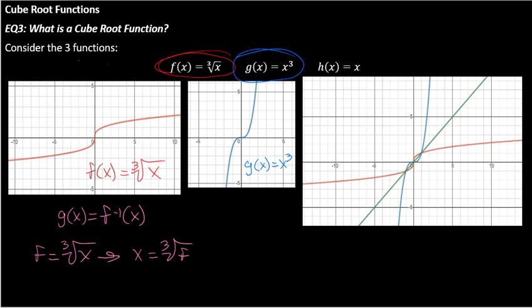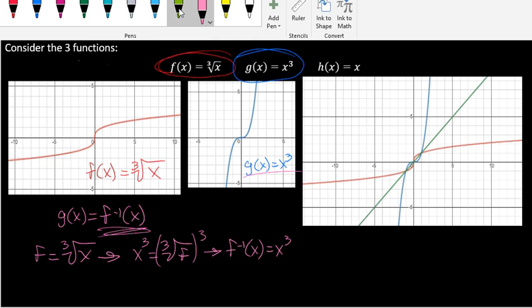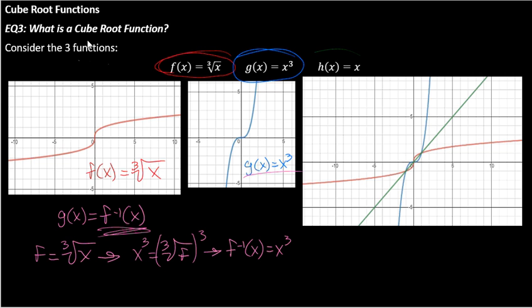Okay, we're just going to cube both sides. And that is going to give me f inverse of x equals x cubed. And we know f inverse of x in this case was this guy here. Okay, and another way that we can prove it is by looking at this graph here on the right.